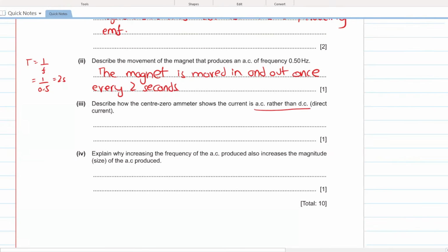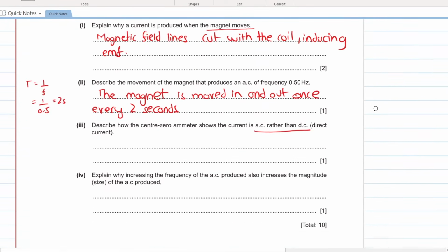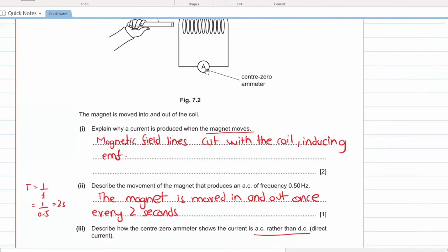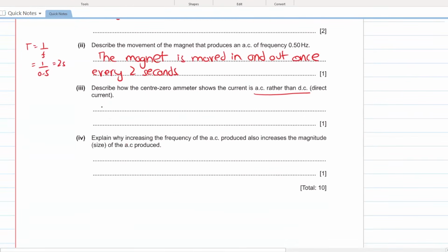What will happen to the reading on the center 0 ammeter to prove that the current is AC and not DC? What will you see on the center 0 ammeter? You will see readings on both sides of the zero to indicate an alternating current.